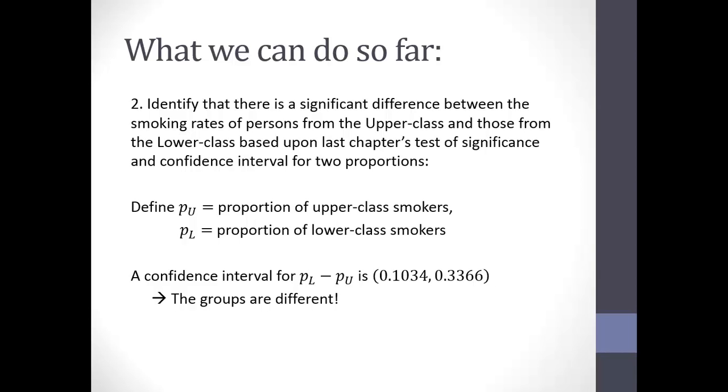If we define P sub U to be the proportion of upper class current smokers, and P sub L to be the proportion of lower class current smokers, we could do a confidence interval for that difference. That's what we would do in chapter 21, and we can find that interval is 0.1034 to 0.3366. And why does that confidence interval by itself immediately tell me that there is a difference between these two groups?